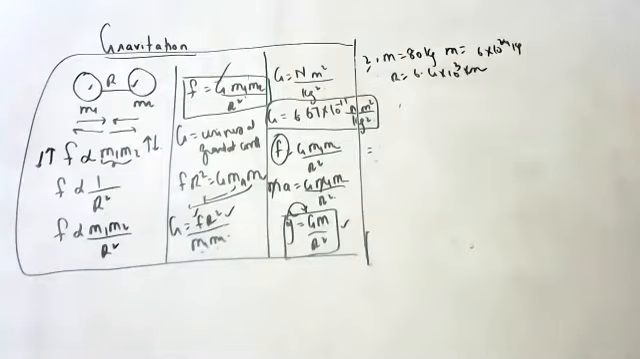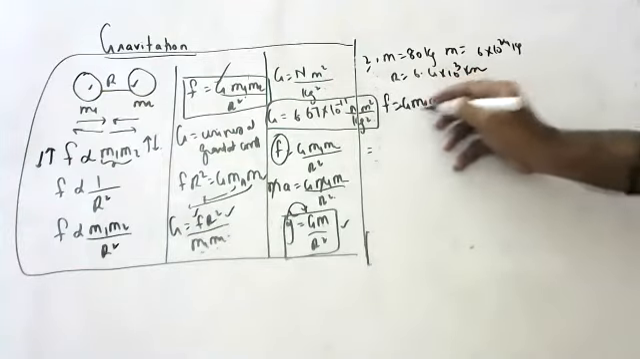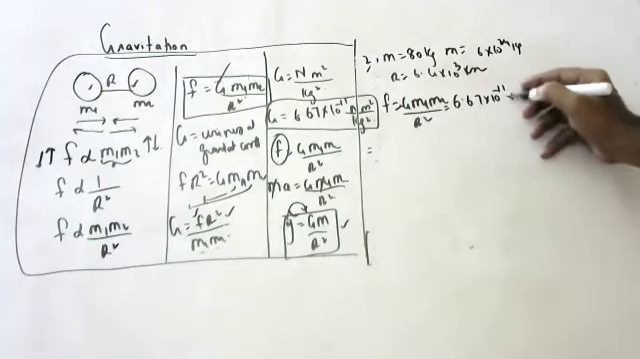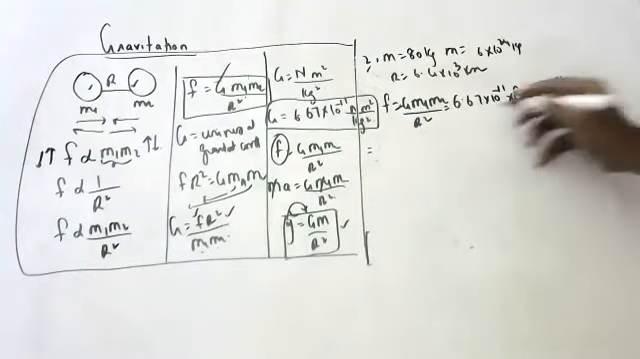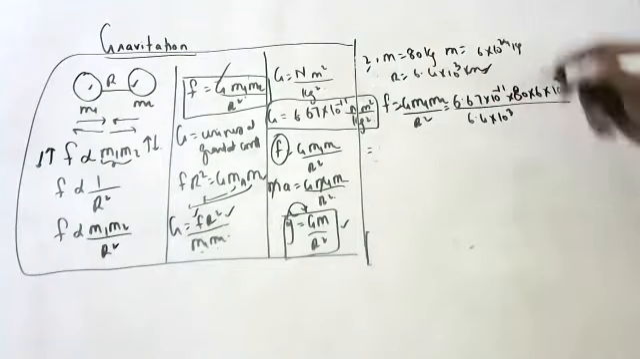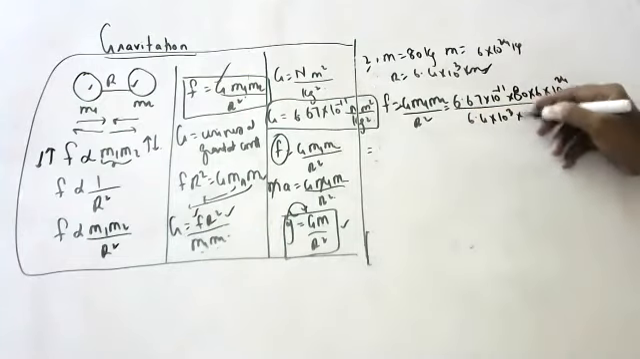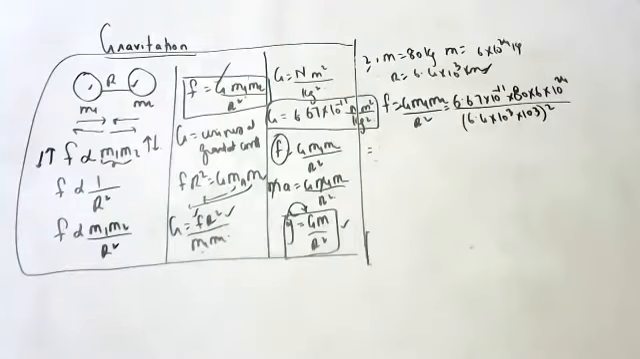Sir, can I say? Yeah, tell me. F is equal to G m1 m2 by r square. Very good, keep saying. 6.67 into 10 to the power of minus 11 into 6 into 80 into 10 to the power of 24 by 6.4 into 10 to the power of 3 kilometers to meters, into thousand, which means 10 to the power of 3, whole square. Now, yeah, tell me.